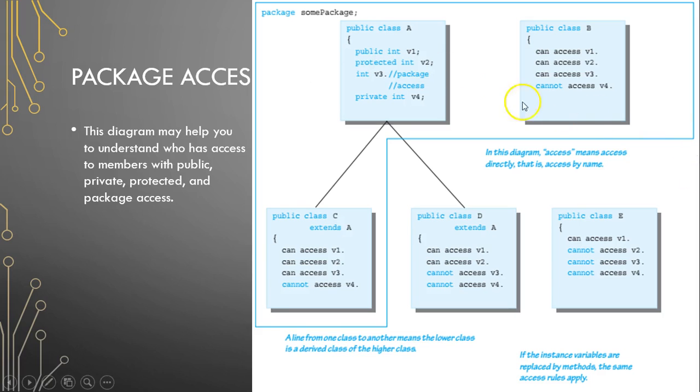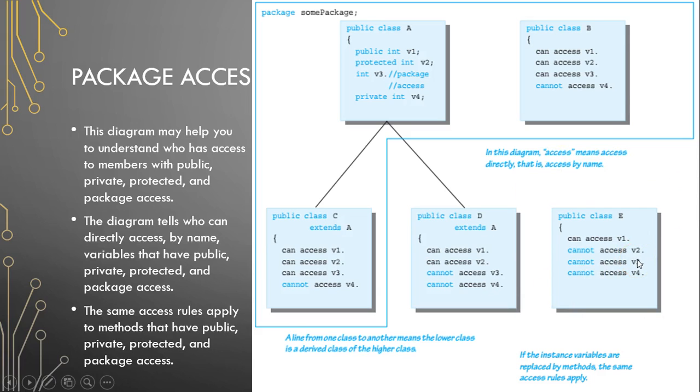So in here I have two classes. Here's A and B, and you can see A has two children. I have a class C and a class D, and then there's another class over here, class E. The diagram tells us who can directly access by name the variables that are public, private, protected, and package access. The same rules apply to methods.